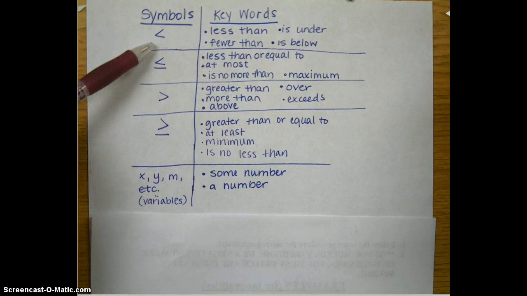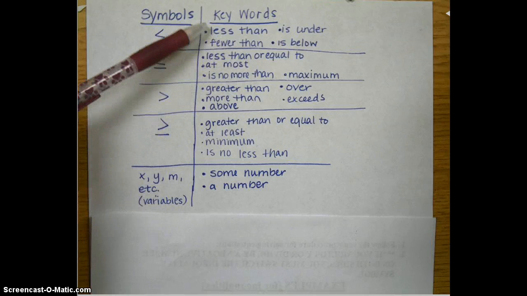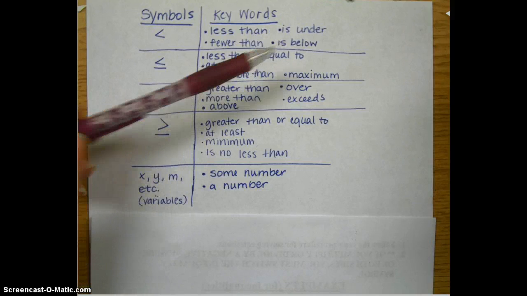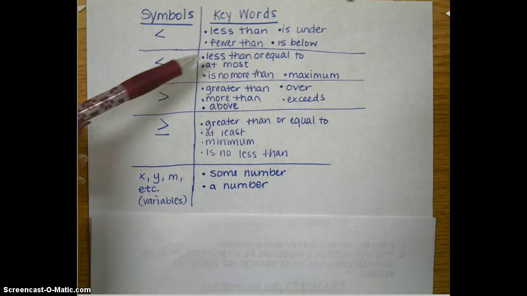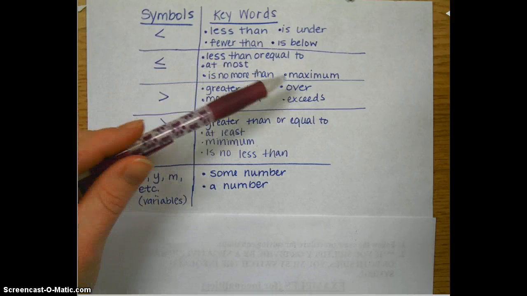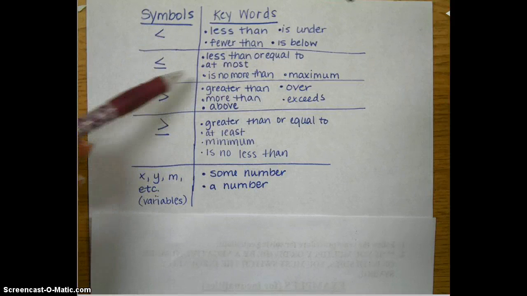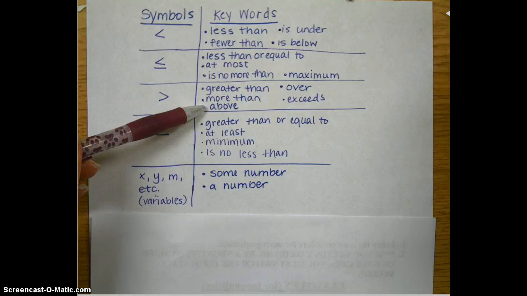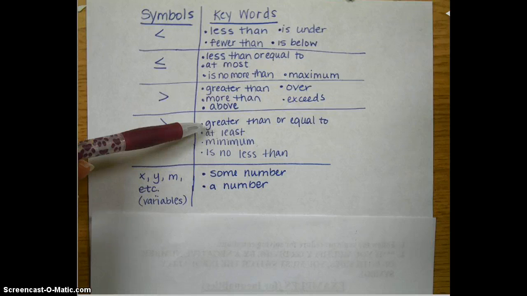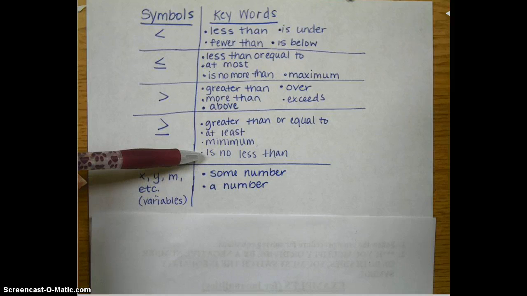So for example, here we have less than. In a word problem you'd be using a less than sign if you see the keywords less than, fewer than, is under, or is below. Less than or equal to would be less than or equal to, at most, is not more than, or the maximum. Greater than, obviously, is greater than, more than, above, over, or exceeds. Greater than or equal to would be greater than or equal to, at least, minimum, or is no less than.